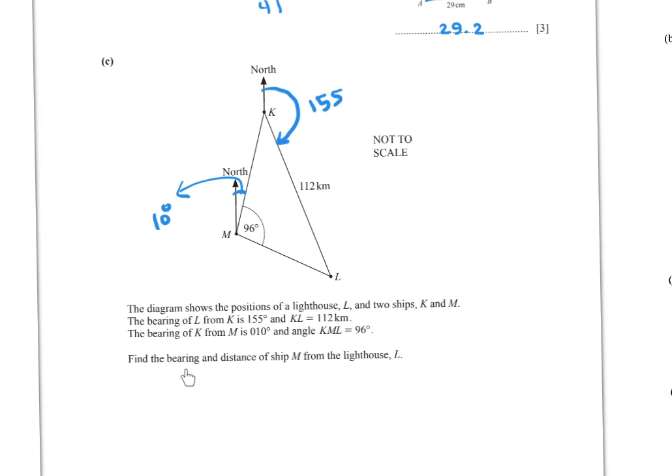So we need to find the bearing of M from L. So we need to draw the north at L. This is the north at L. We need the bearing of M from L, so we need this angle. And also we need to find the distance ML. To find the bearing first, we can find the bearing if we have this angle.